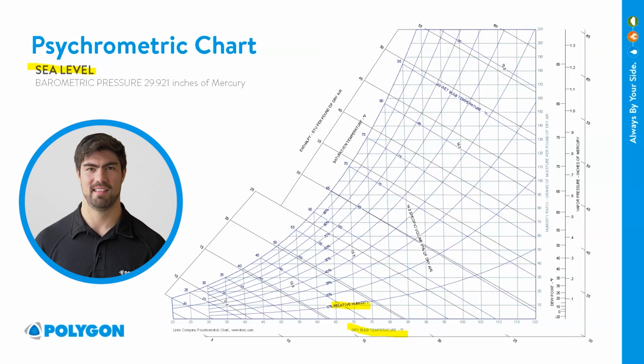And then on the y-axis, we have the grains per pound, or our humidity ratio. And we can think of this as a more physical rather than relative measure of the moisture content in air. So like any two-dimensional chart with two pieces of information from different axes, we can find any one point within the chart. So this chart allows Polygon to determine what our targets are going to be and what we're going to be working with.